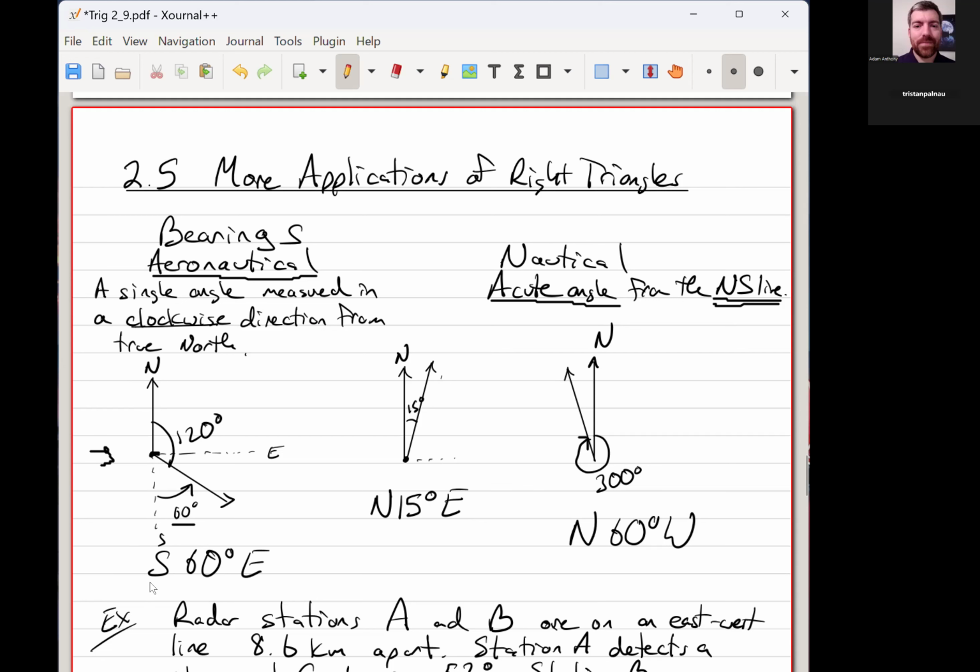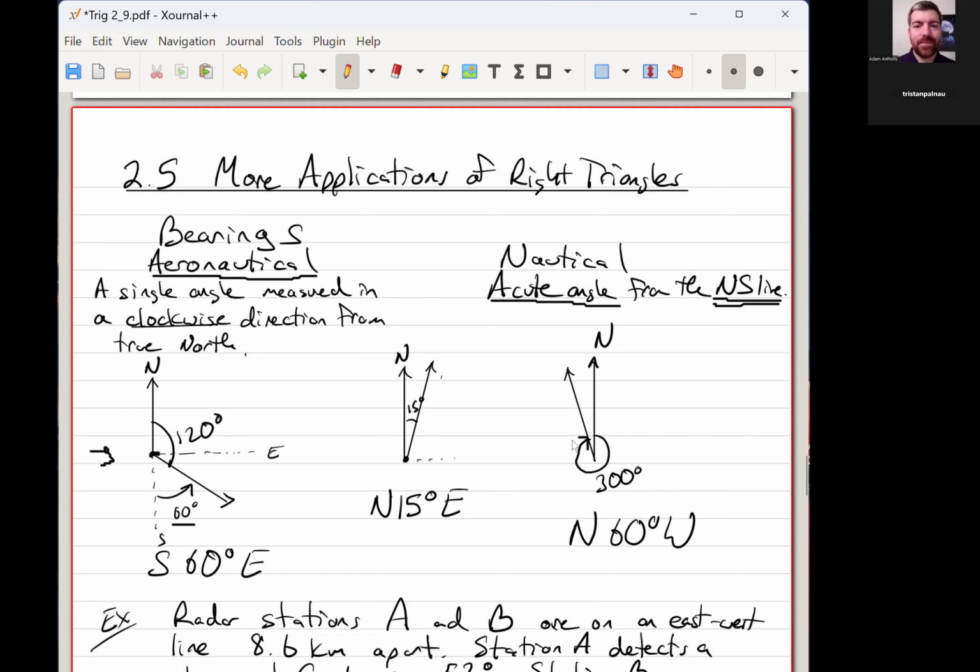And we would write it as south. Is it north or south? First, south. The angle deviated away from south 60 degrees. And then in which direction was that angle deviated? In this case, east. So south 60 degrees east. It tells you which direction it is, southeast. Then for the 15 degrees, we're going up north, 15 degrees is the deviation, and then east again. And so north 15 degrees east.